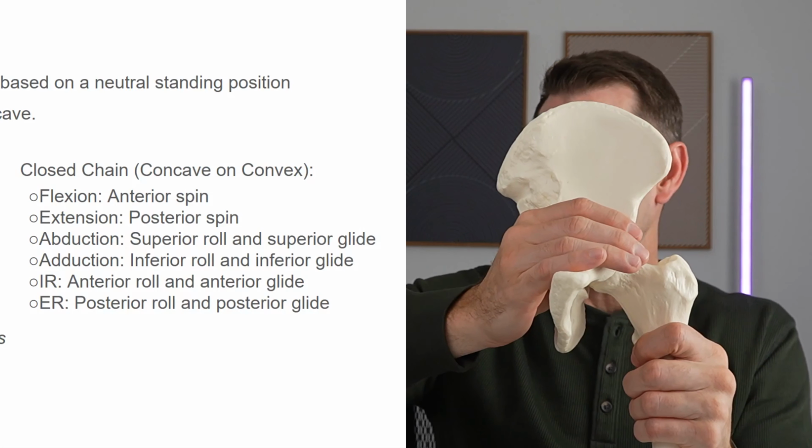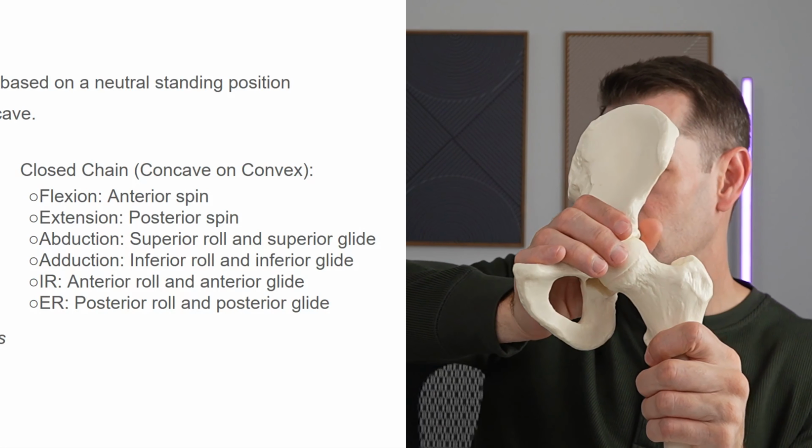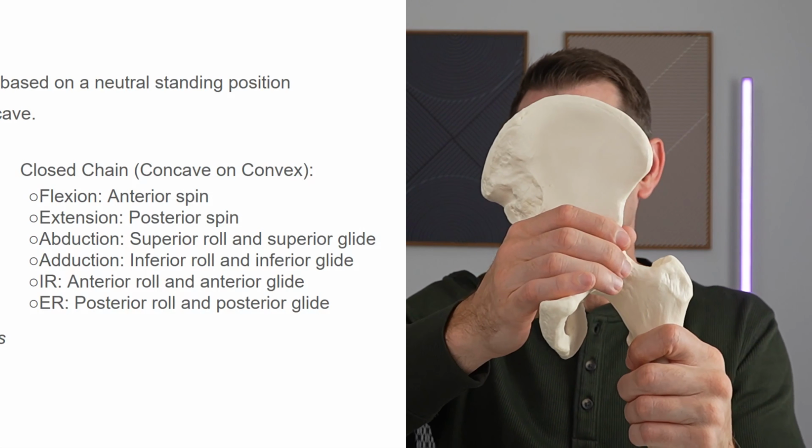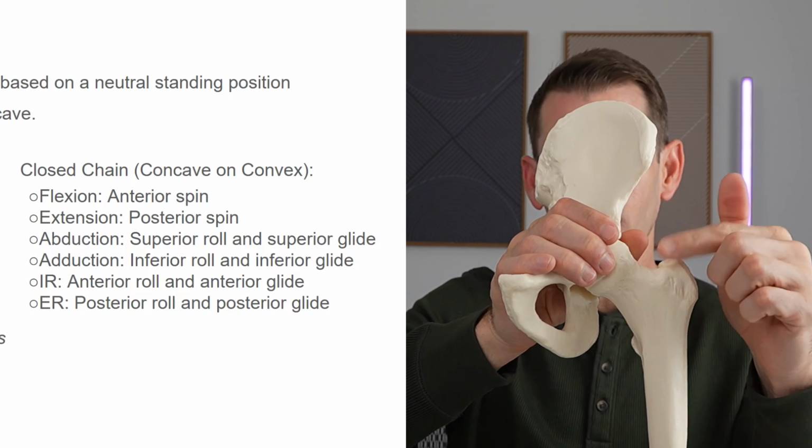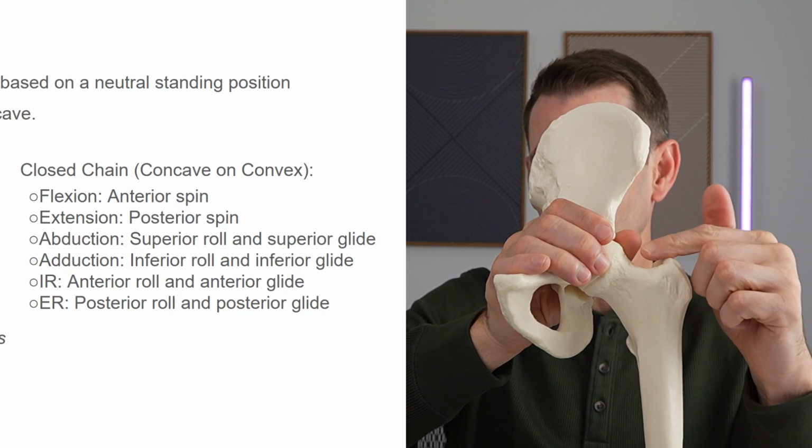We're taking that opposite pelvis and moving it posterior. So we get that relative external rotation of that femur versus the innominate, because that innominate is rolling posterior and gliding posterior. So with relative external rotation, opposite pelvis moving posterior, we get a posterior roll and posterior glide at that hip joint itself.